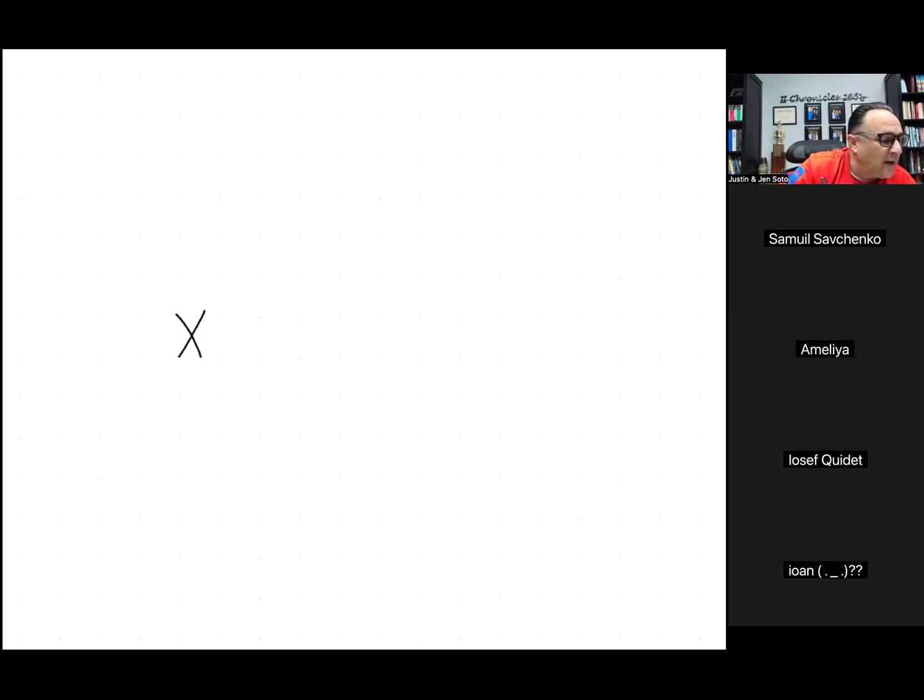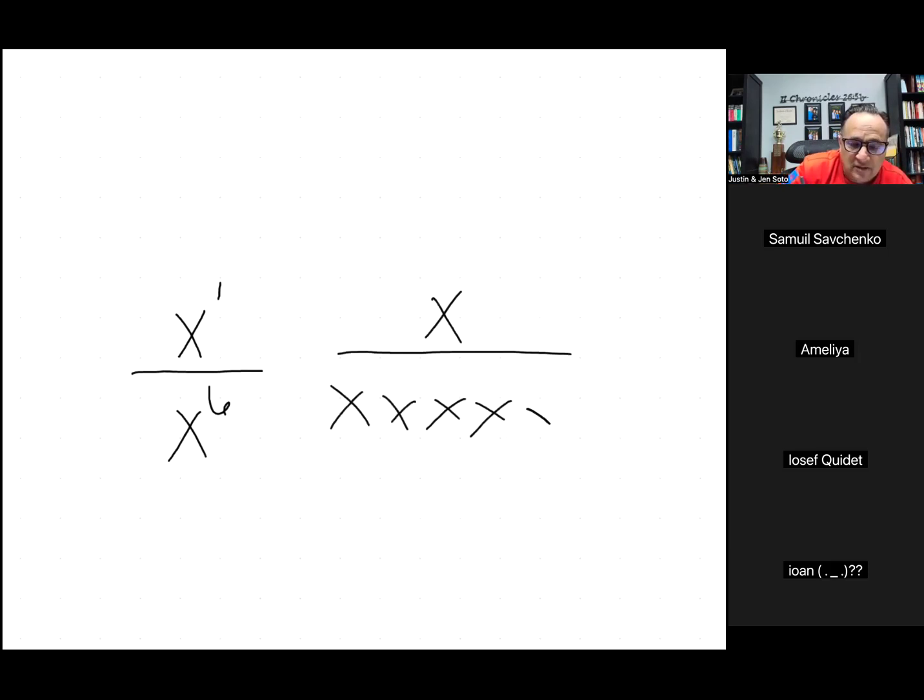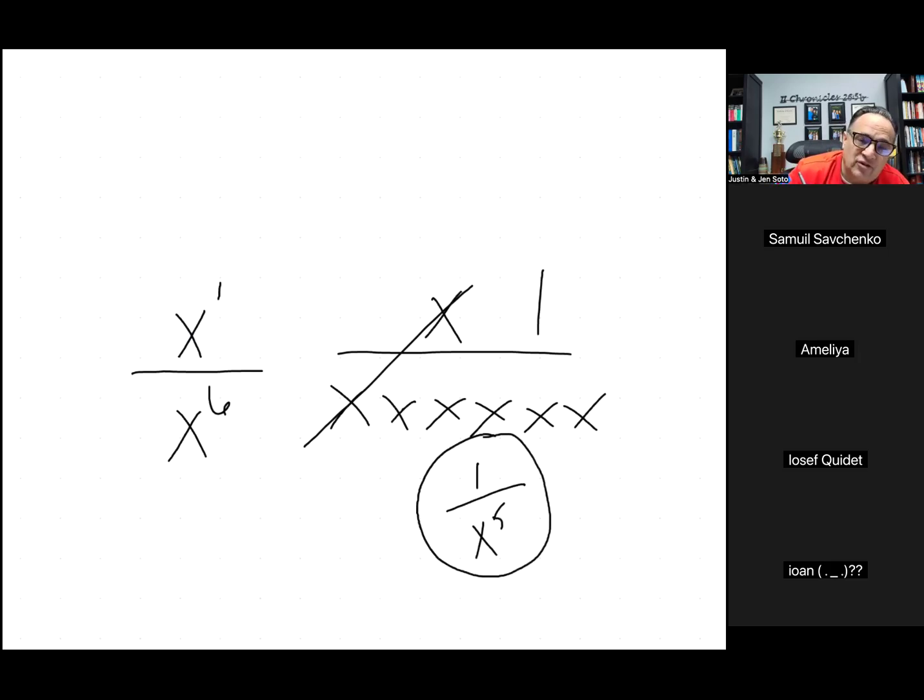x to the 1 over x to the 6. I'll rewrite this as x over 1, 2, 3, 4, 5, 6, 1, 2, 1, 2, 3, 4, 5, 6. Oops. But you have to place that place value of 1 because it's a numerator. Okay? x is now to the 5th. Our answer would be 1 over x to the 5th. Okay? So that's the correct answer.